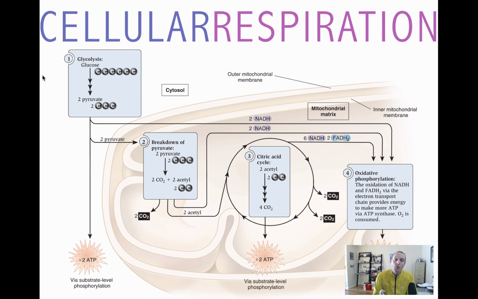So these molecules carry high energy electrons, and then the last stage, oxidative phosphorylation, is going to take the electrons out of NADH, FADH2, and use the energy that gets released when we do that to synthesize ATP. So those are the 4 main stages.